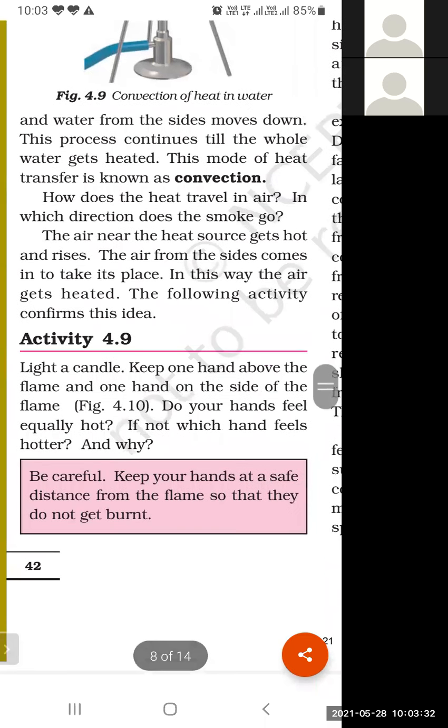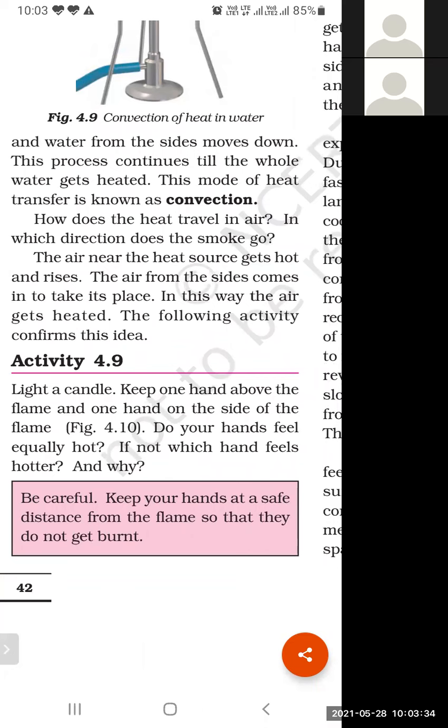Light a candle, keep one hand above the flame and one hand on the side of the flame. But be careful, beta. Don't put your hand very near to the flame because you may get hurt. So what is the activity? Very simple activity. Light a candle. Put one hand above the flame and one hand on the side of the flame.